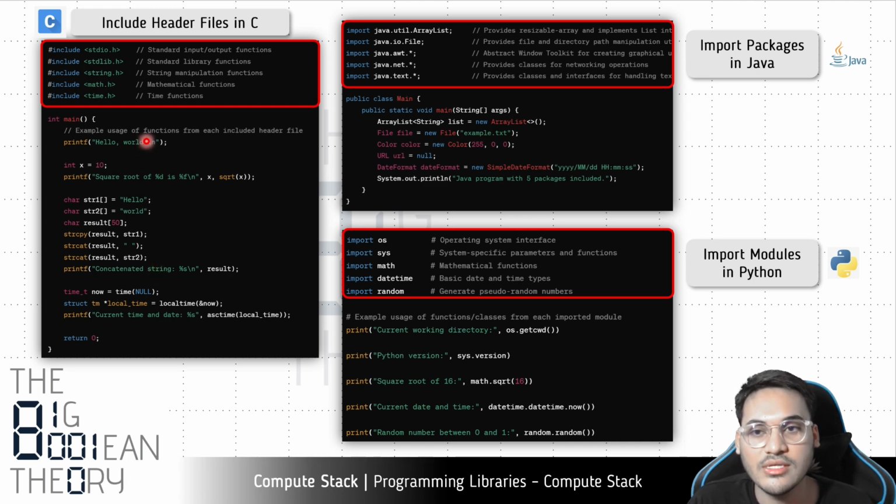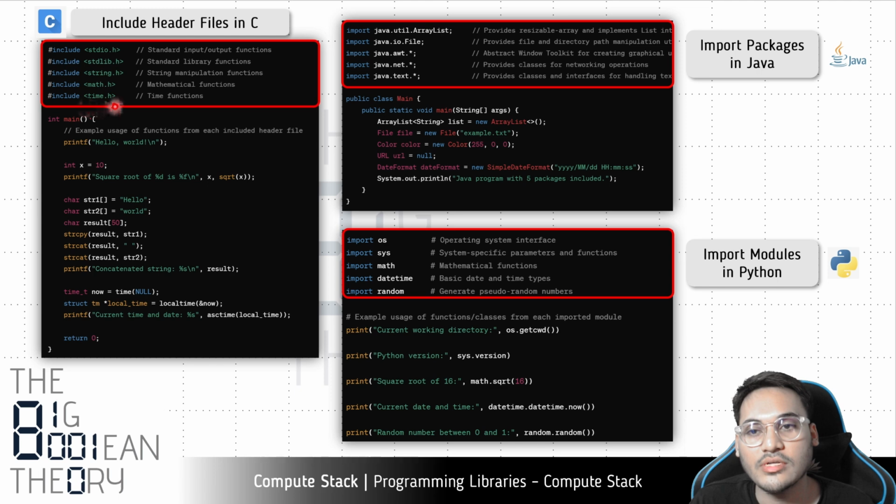And as you can see, there are some common modules across all languages, right? So math.h here we see for C, and in Python we have the equivalent module of math. So import math module is the equivalent for math.h header file.